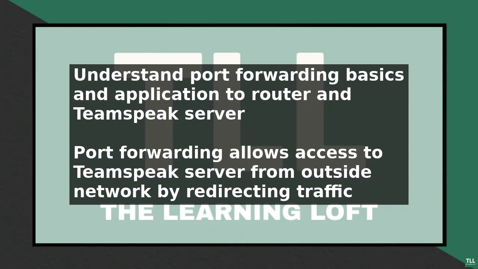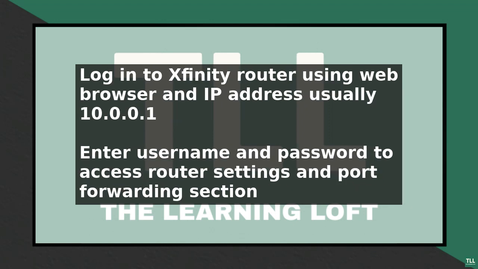Open a web browser and type the router's IP address, which is usually 10.0.0.1. Enter your username and password to access the router's settings. Once logged in, navigate to the Advanced Settings or Port Forwarding section, depending on your router model. Here, you will create a new port forwarding rule.